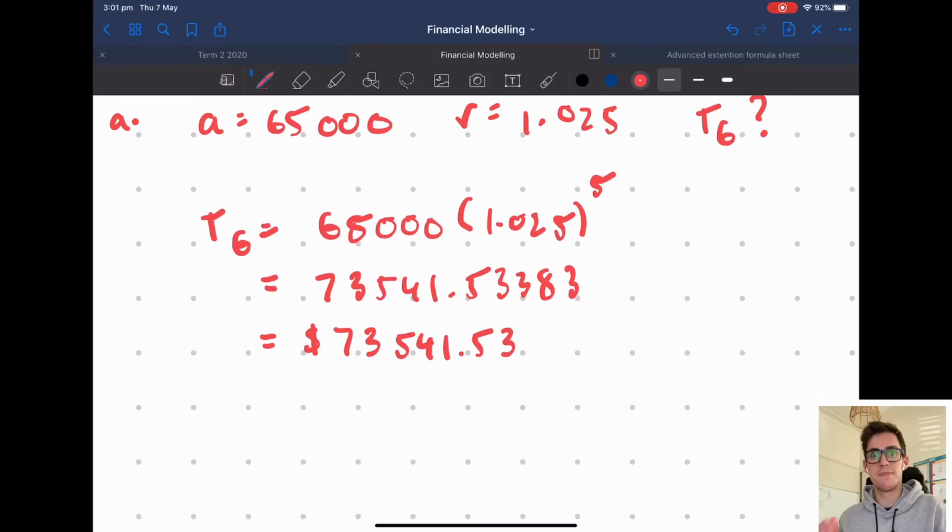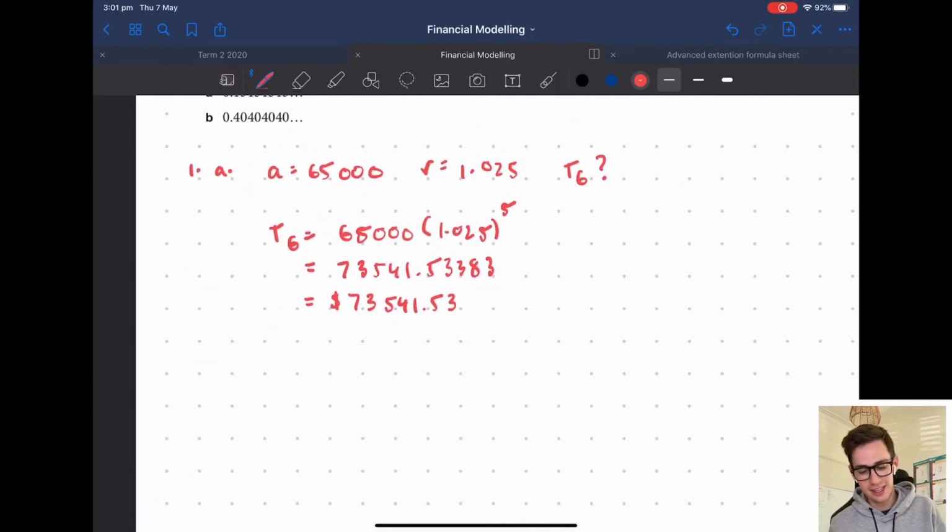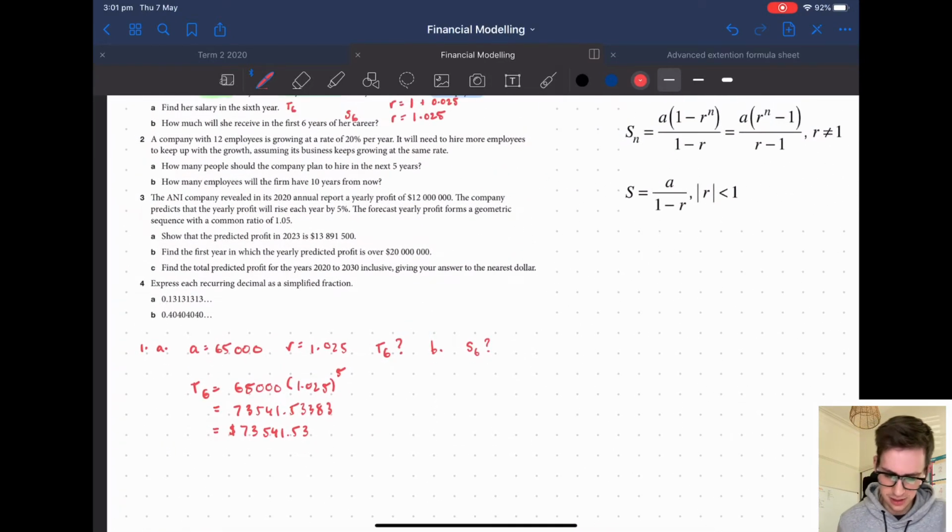$73,541.53. Cool, it's our first actual useful application of geometric series. We found out that in 6 years, she's going to be on that salary. Now what we asked to find for B is, well, what is her total earnings for those 6 years? Now for a geometric series, we can just use this formula here for the sum. And we have everything we need. We have A, we have R, we have N. N is going to be 6 again.